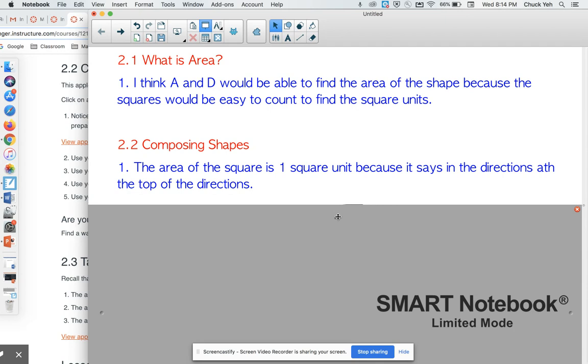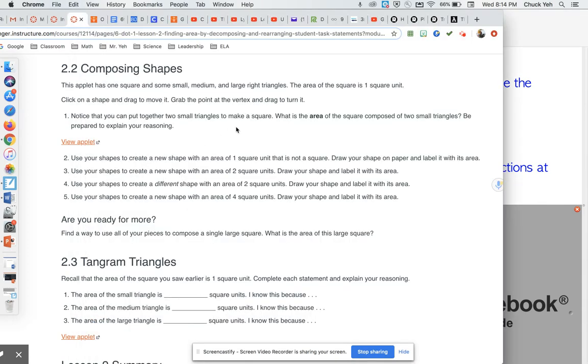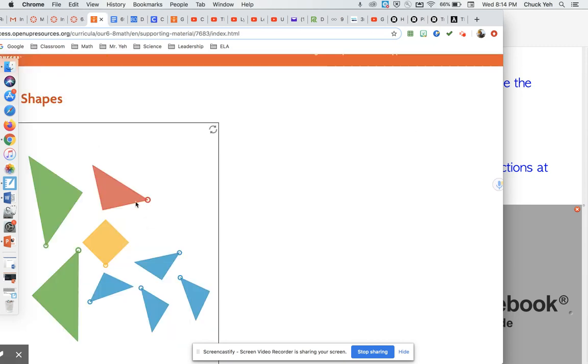Well, the area of the square is 1 square unit because it says in the directions at the top of the page. There you go. At the top of the directions. I mean, it says it right here, class. The area of the square is 1 square unit. So if it takes 2 small triangles to make a square, what's the area of the square composed of 2 small triangles? Right here.